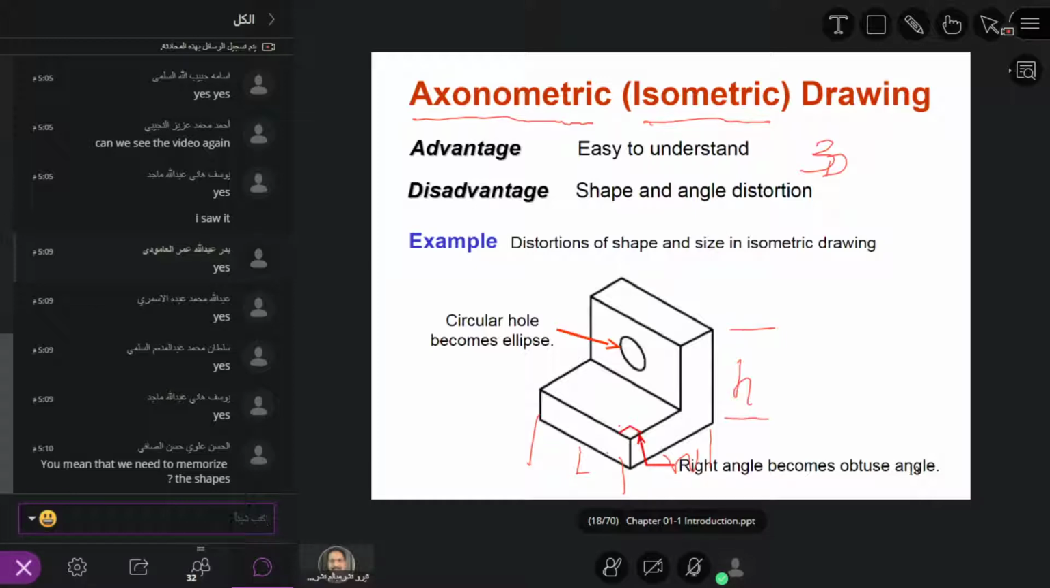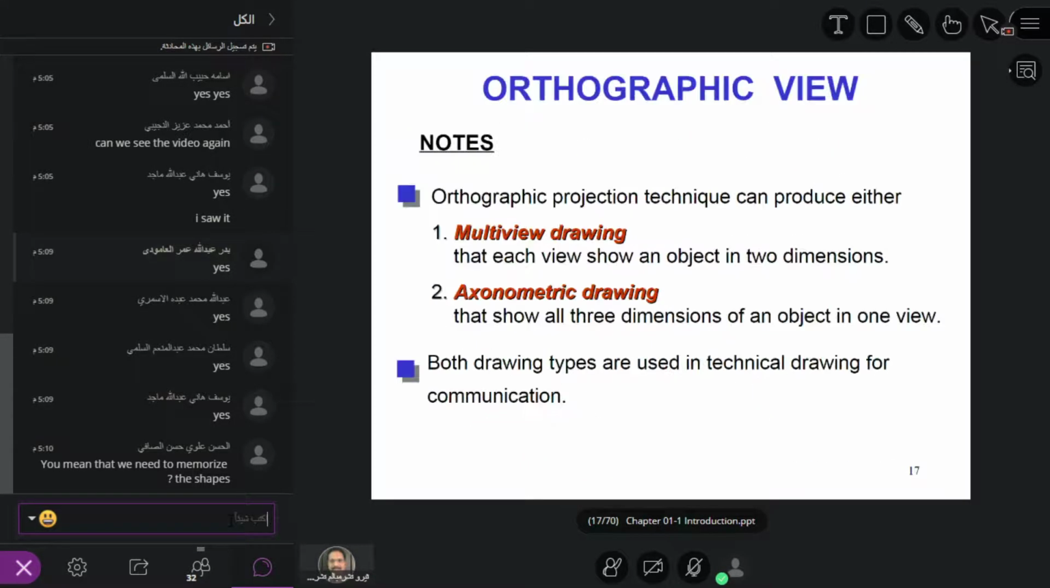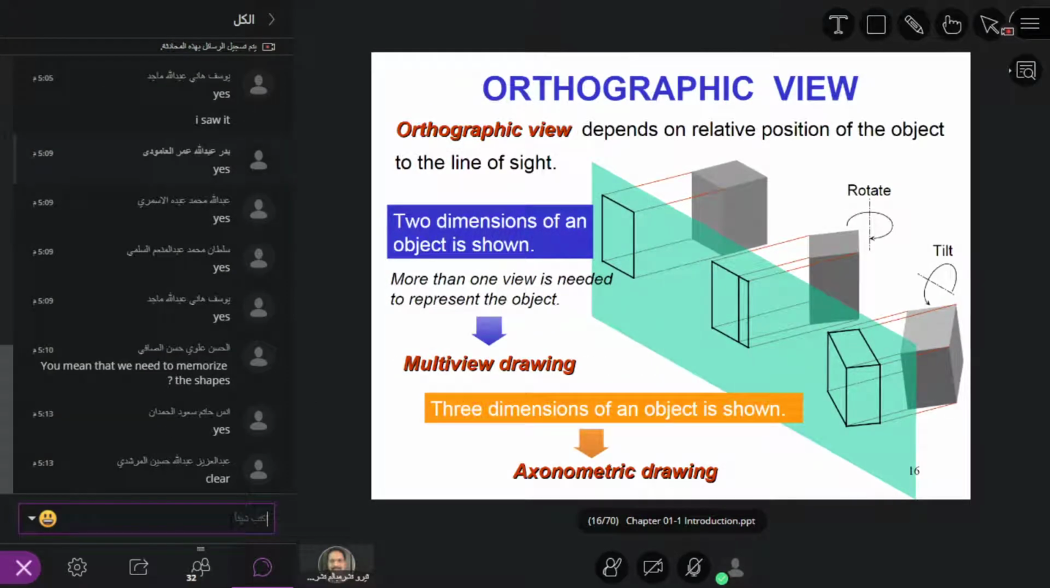Okay, and the problem with axonometric is the shape does not look the same. Remember, this is a circular section, but when you see it through an axonometric or isometric view, it looks like an ellipse. Do you understand why? It's shown as an ellipse, but it is not. It is actually circular. Is it correct or not? It is because of this.